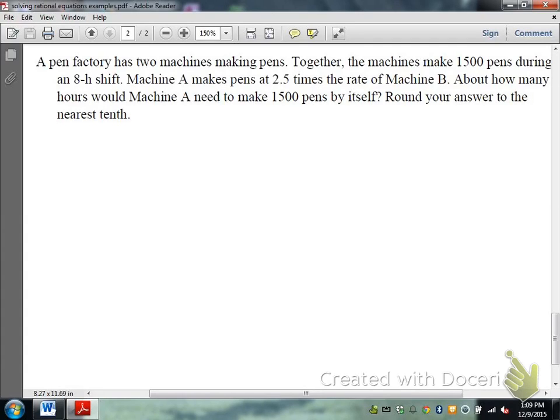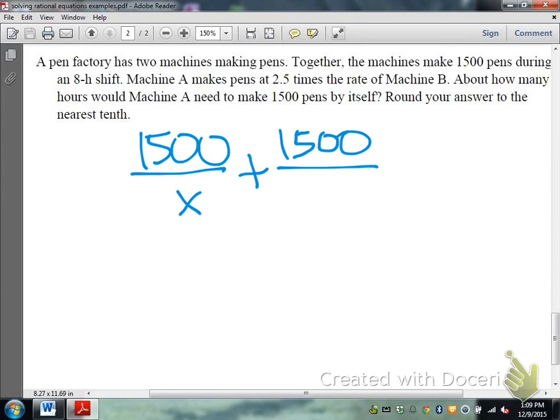Together, the machines make 1,500 pens during an 8-hour shift. Machine A makes pens at 2.5 times the rate of machine B. About how many hours would machine A need to make 1,500 pens by itself? Let's see. Here's machine A. Do we know how fast machine A is going? So we're going to call it x, plus machine B. Machine A makes pens at a rate 2.5 times that, so 2.5x.